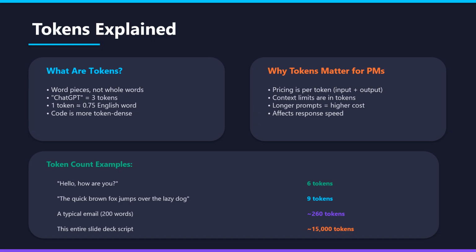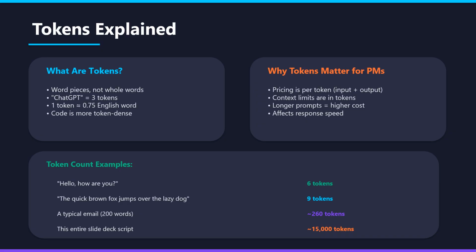Why do tokens matter for PMs? Pricing is per token, right? Both input and output. Context limits are measured in tokens. Longer prompts equal higher cost, and token count affects response speed as well. Okay, and let me make this concrete with the examples at the bottom.